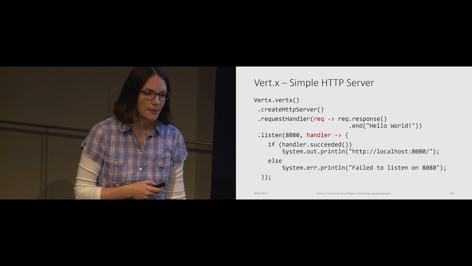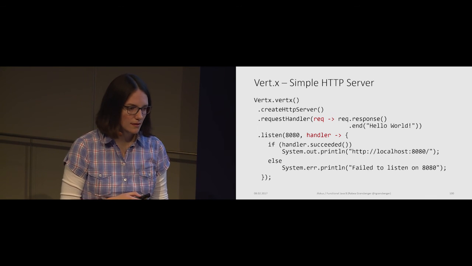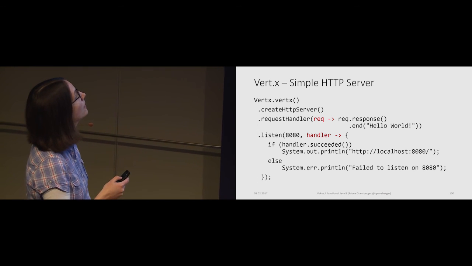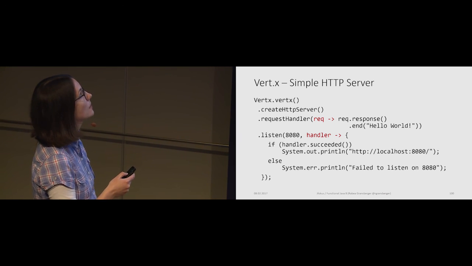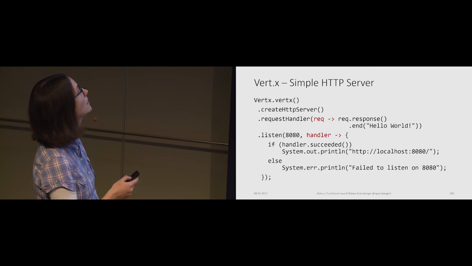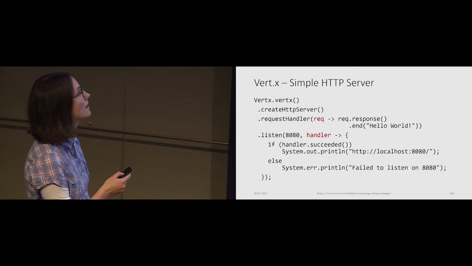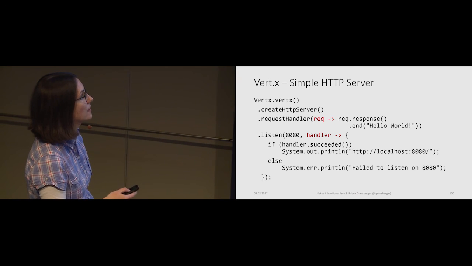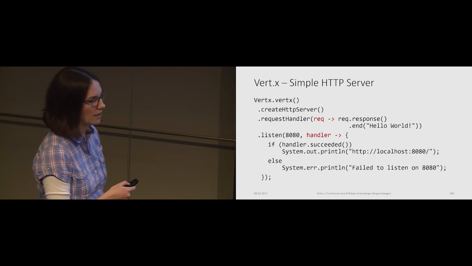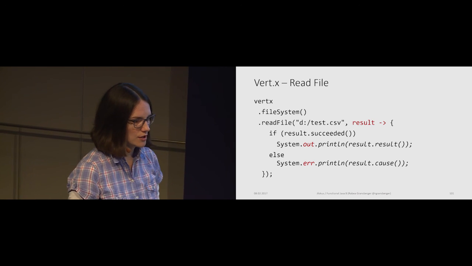As a single example, you can start a very simple HTTP server, which handles your requests by responding with hello world here. So you will register a request handler with a lambda, which says, OK, end this with hello world. And then you start up your server by listening on port 8080. If it starts up successfully, you say, OK, please go to localhost 8080, and otherwise you print out an error. So this is actually a very simple way to start with an HTTP server.